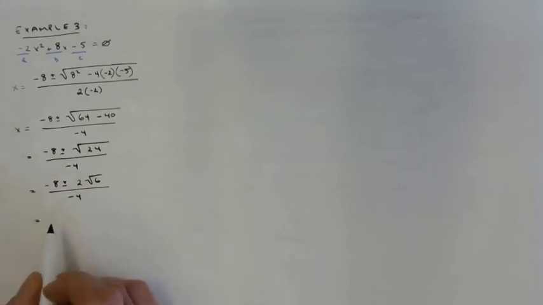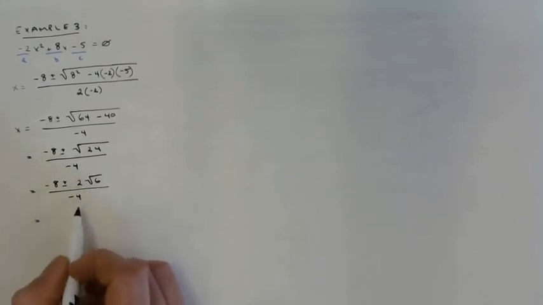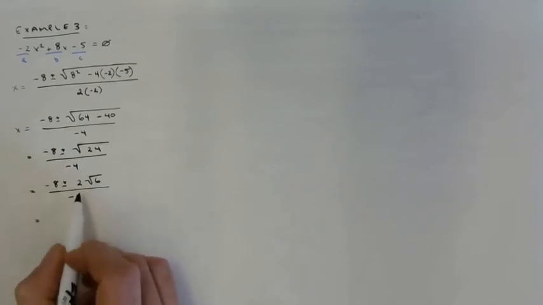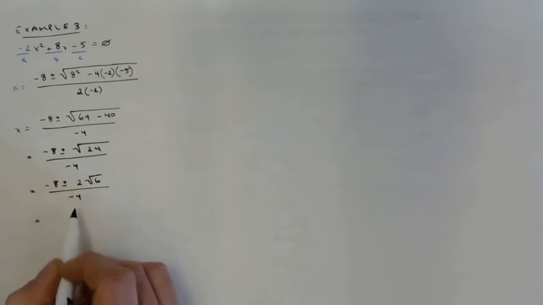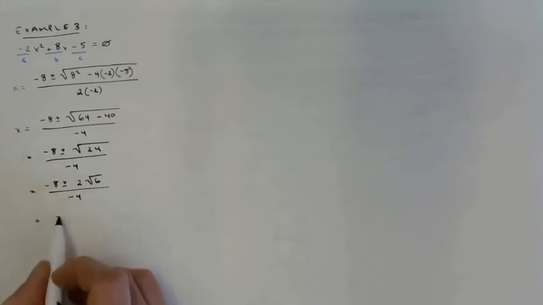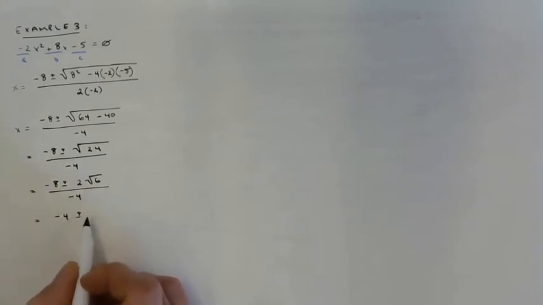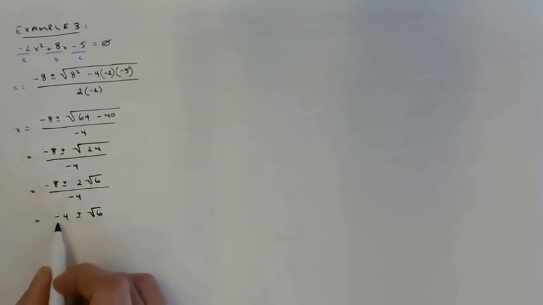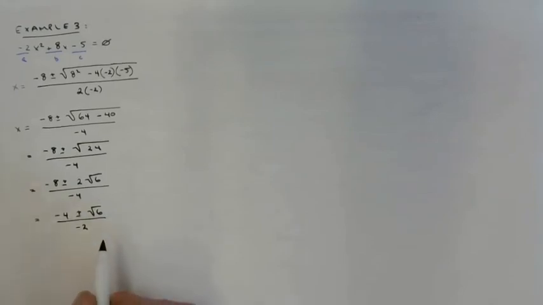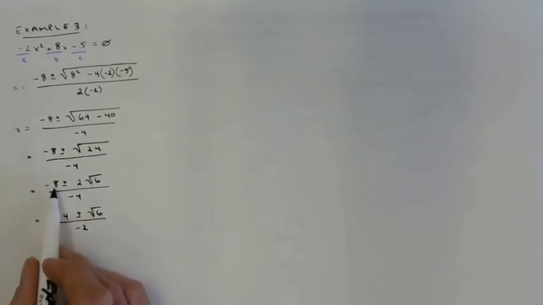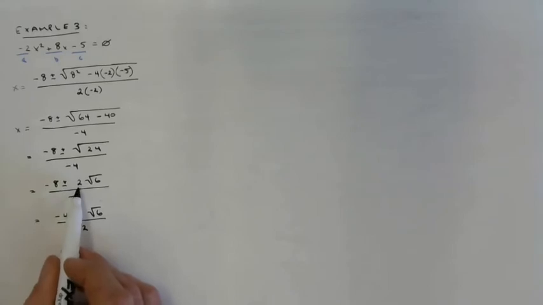At any rate, I can reduce this. Each of my terms in this expression, I have 3 terms, and they are all divisible by 2. So I can factor the 2 out of each of these terms. That's going to leave me with negative 4 plus or minus radical 6 over negative 2. Why negative 4? Because 8 divided by 2 is 4, 2 divided by 2 is 1, 4 divided by 2 is 2.